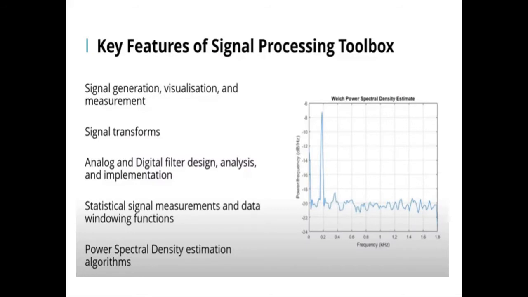In MATLAB, we have the signal processing toolbox. We have some main important features of the signal processing toolbox. We can generate various types of signals for simulation. We can visualize them, and we can do measurements on the signals. We have built-in functions for signal transforms. We have very good analog and digital filter design, analysis, and implementation in the signal processing toolbox. We can make use of these tools for processing our signal.